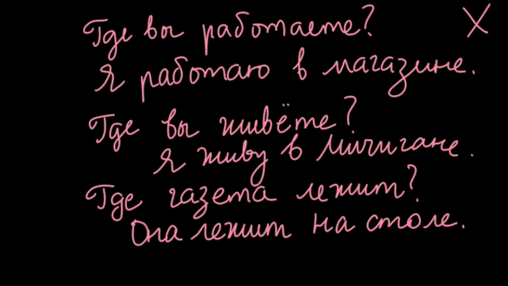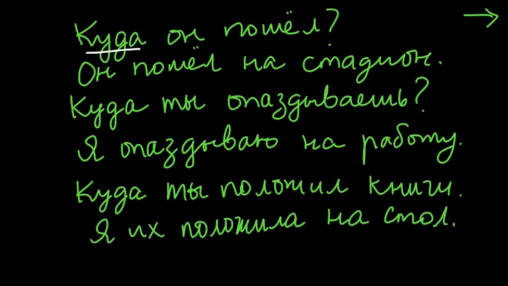Some more examples. Где вы работаете? Я работаю в магазине. Где вы живете? Я живу в Мичигане. Где газета лежит? Она лежит на столе. Куда он пошел? Он пошел на стадион. Куда ты опаздываешь? Я опаздываю на работу. Куда ты положил книги? It should be положила. Куда ты положила книги? Я их положила на стол.